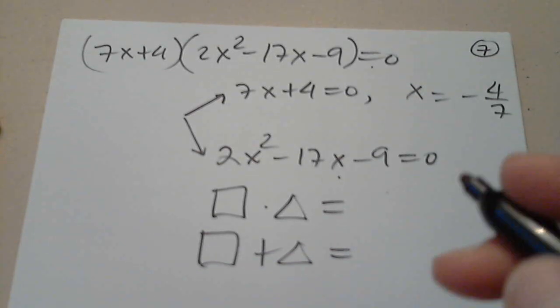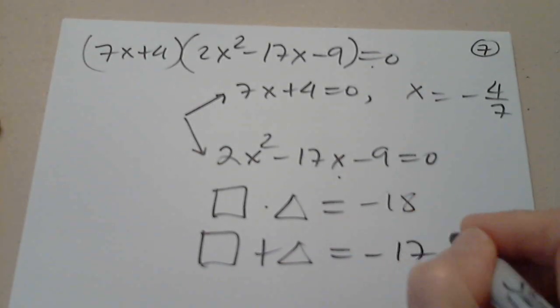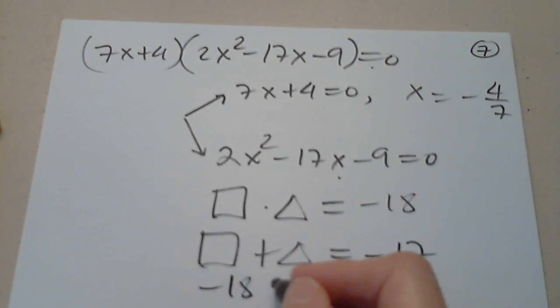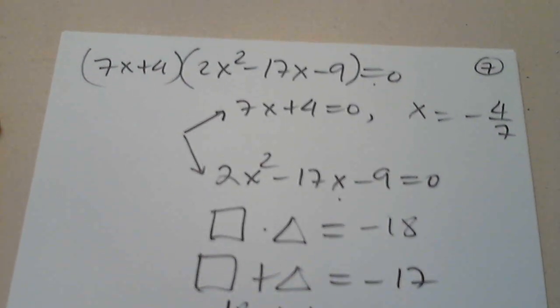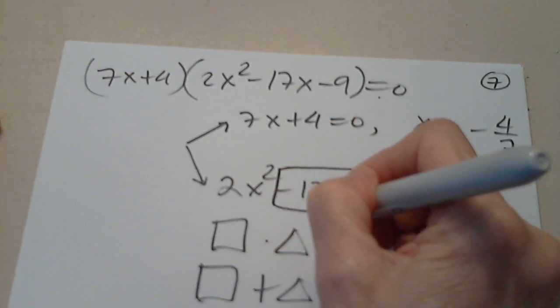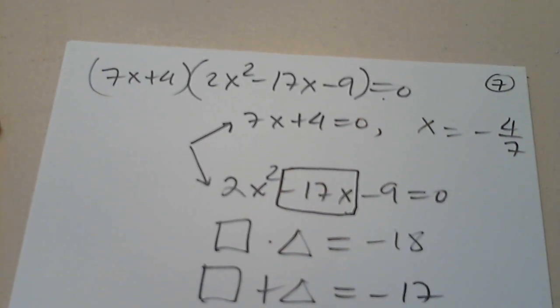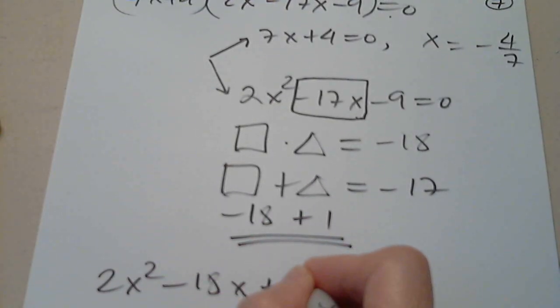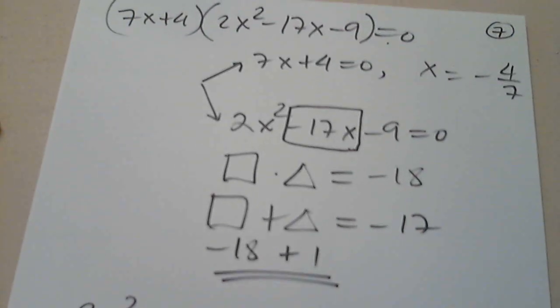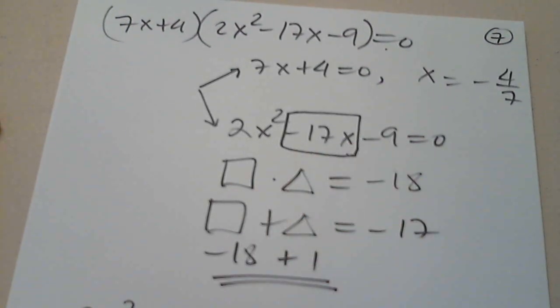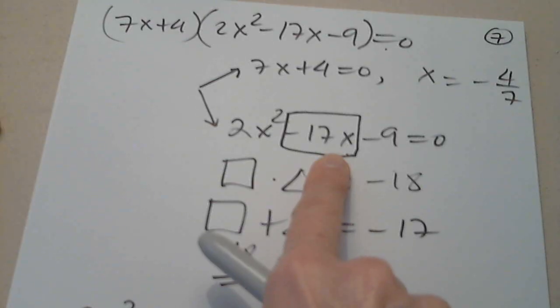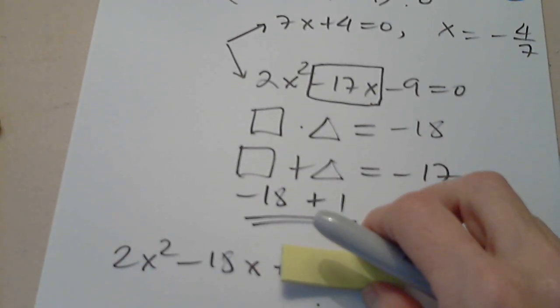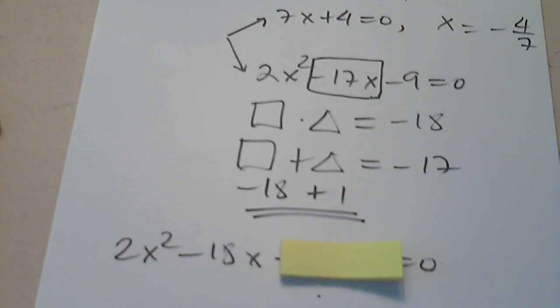Negative 18, negative 17. Yes. Negative 18 times 1. Very good. So all you have to do now, go back and replace this by this. So 2x squared minus 18x plus x minus 9 equals 0. Again, notice that we have not changed anything. Negative 18 plus x is still negative 17x. But now I can factor by grouping, which I couldn't do before. I cannot factor by grouping 3 terms. But I can factor by grouping if I have 4 terms.